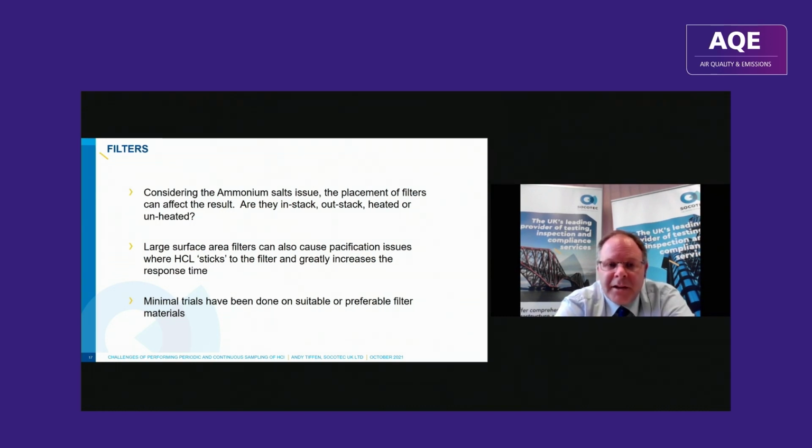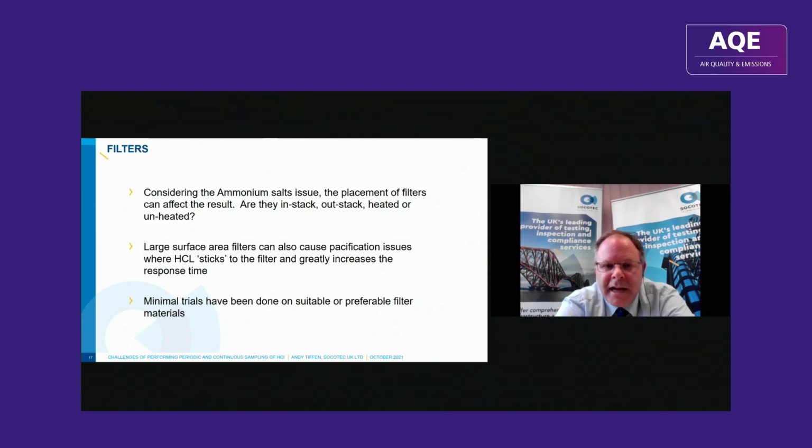Now, what I have done is we've done trials where a CEM system has been given a fairly stable reading, say 8 or 9 milligrams for HCl, and we've turned up with 3 different sample systems. We've used an unheated in-stack probe, we've used a heated in-stack probe, and we've used a heated in-stack probe with a heated filter on it. And those 3 different sample configurations gave dramatically different HCl results.